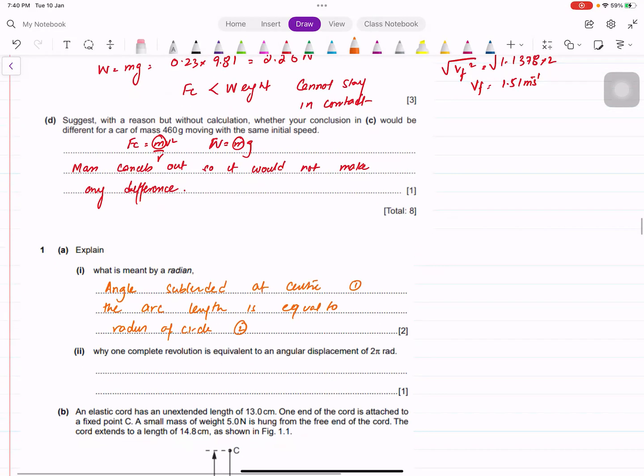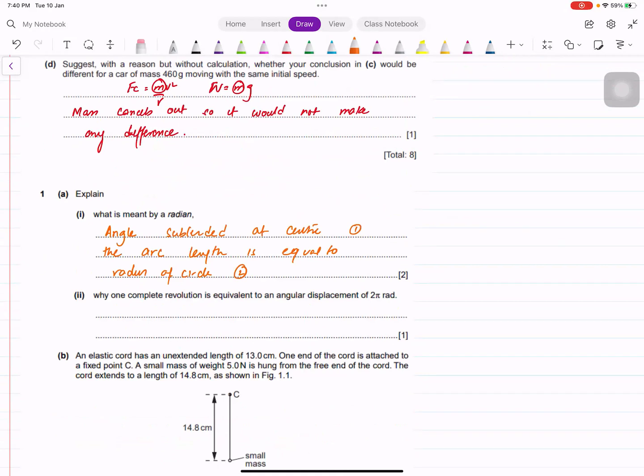Now it says, why is one complete revolution equivalent to an angular displacement of 2 pi radians? You should remember that the arc length S is given by r times theta, right? So a complete revolution is equal to 2 pi radians. Do you guys understand this?